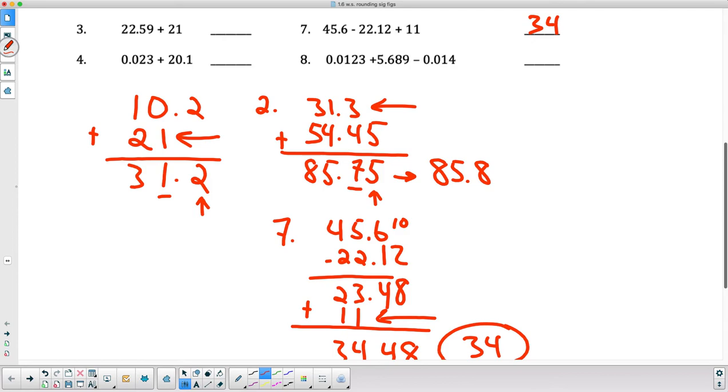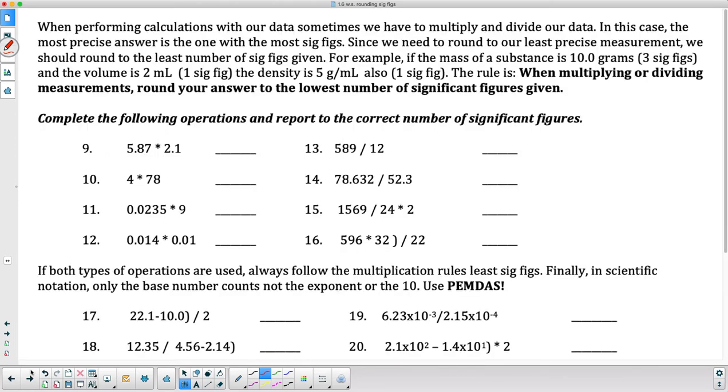Let's take another look at multiplying and dividing. This one's actually a little bit easier. It's actually a lot easier. So for multiplying and dividing, here's the difference. When multiplying and dividing measurements, round your answer to the lowest number of significant figures given.